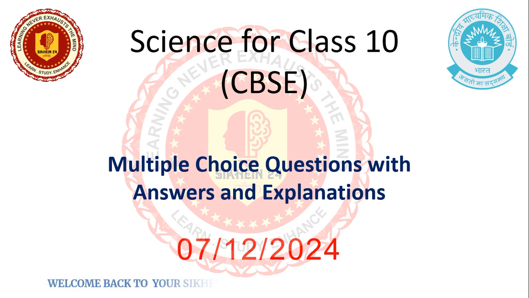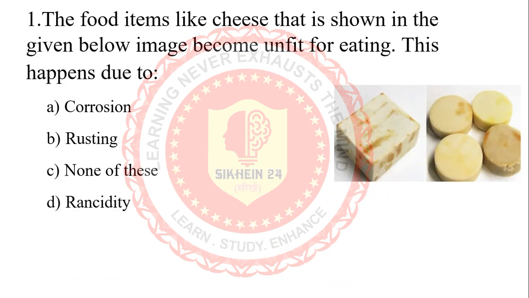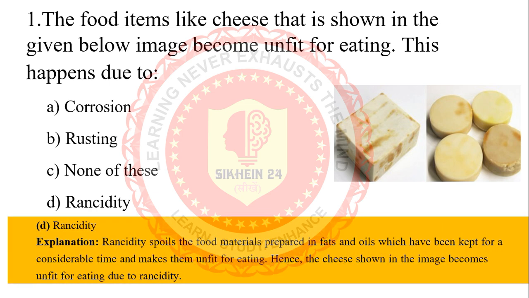First question: on your screen, you can see food items like the cheese shown in the image below become unfit for eating. This happens due to what? So, the answer is rancidity. Rancidity spoils food materials prepared in fats and oil which have been kept for a considerable time and makes them unfit for eating. Hence, the cheese shown in the image becomes unfit for eating due to rancidity.